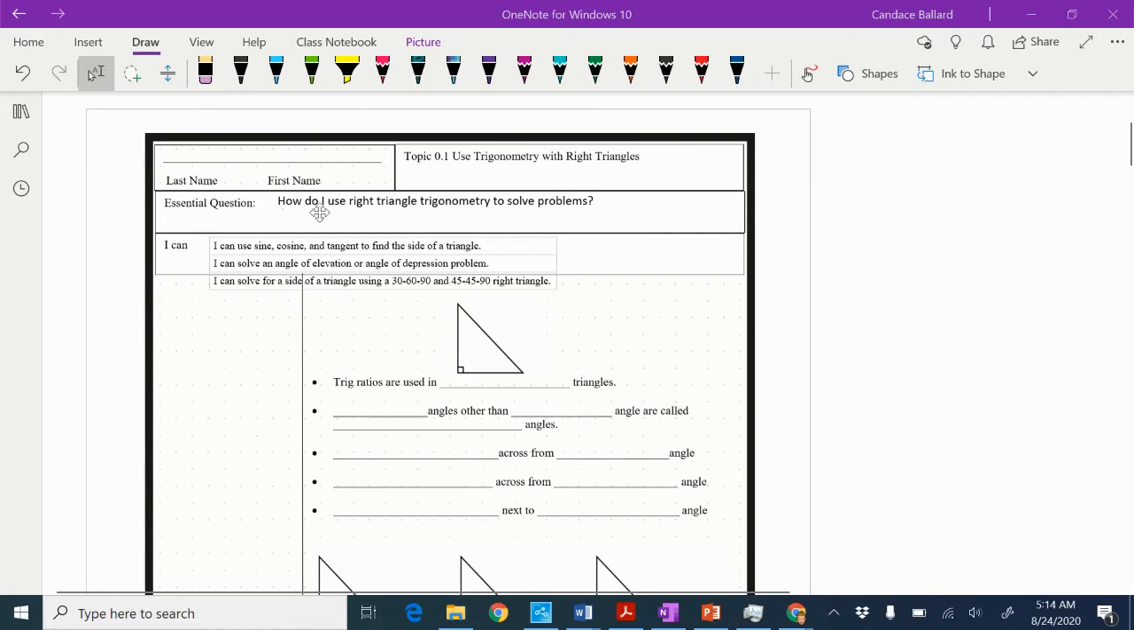So you do need to write down the essential question. How do I use right triangle trigonometry to solve problems? That's what we're going to be solving today. And by the end of the lesson, you're going to be able to do these 3 I can statements, okay?